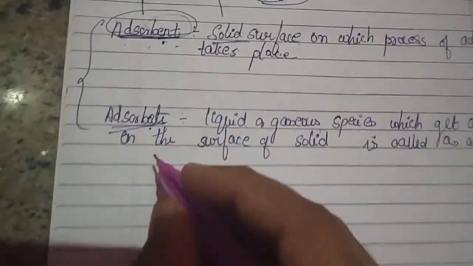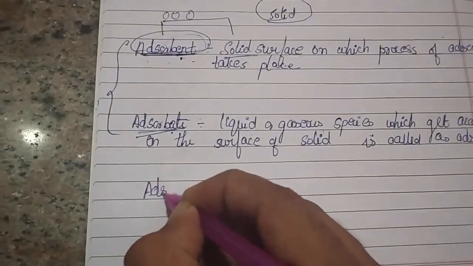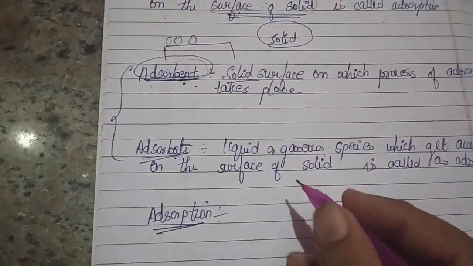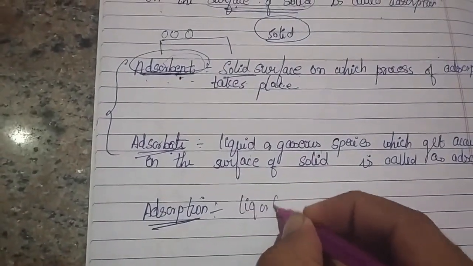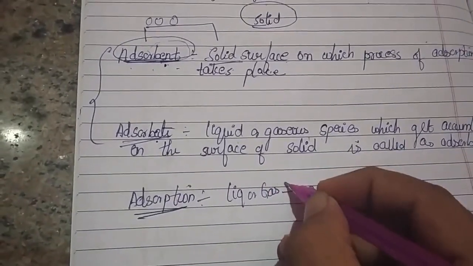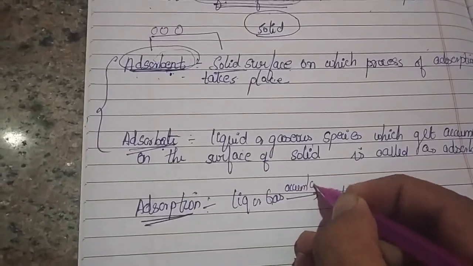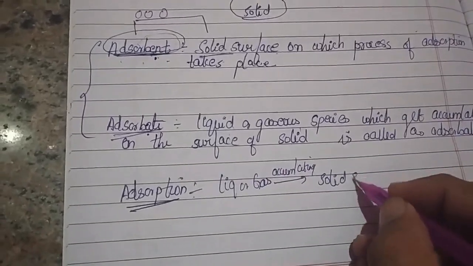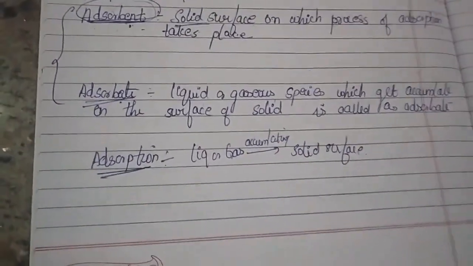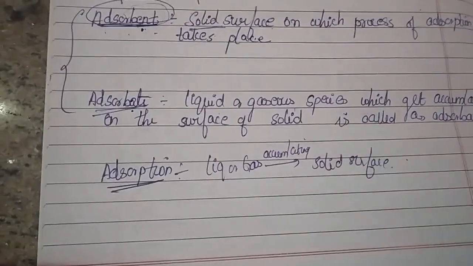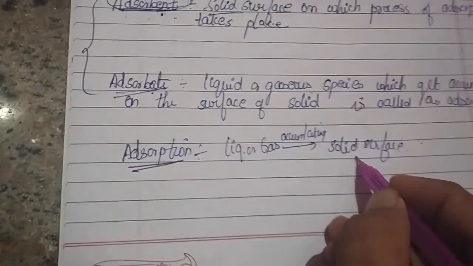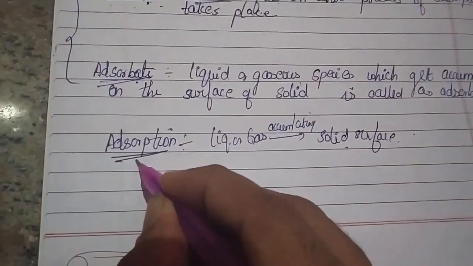Of course, when I am using the word adsorption, you will have a question: okay sir, what does adsorption mean? Liquid or gas coming and sitting on the solid, right? Liquid or gas coming and accumulating on the solid surface, it is called as what? Adsorption. If the reverse happens, reverse does not mean the solid sits on the liquid or gas.